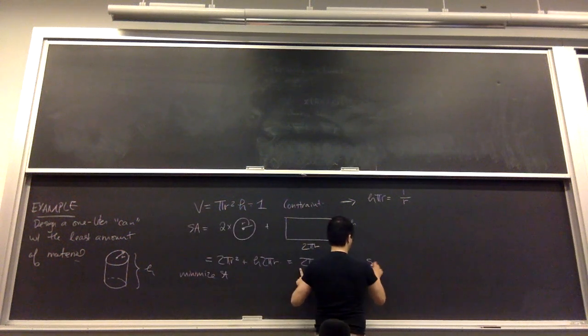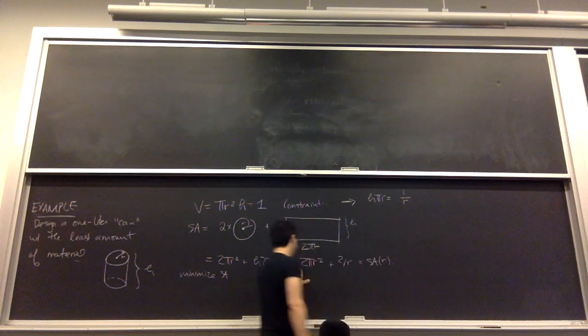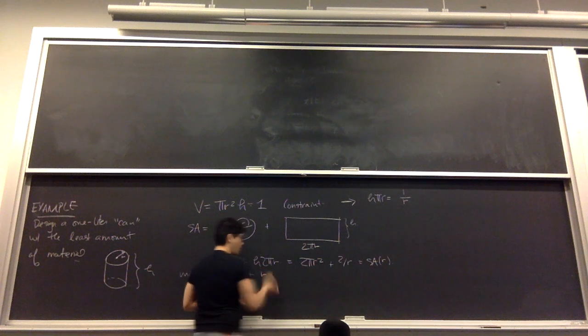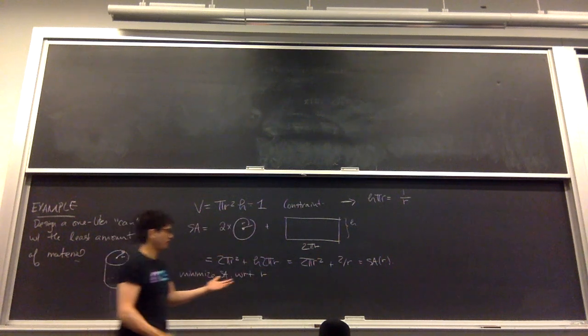So let me just write it, the surface area with respect to r. Okay, so now we can minimize surface area with respect to r. So how do we do that? Well, let's take a look at this.